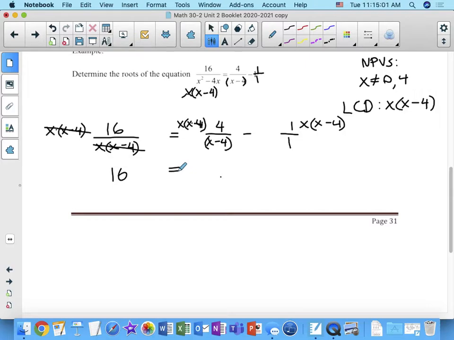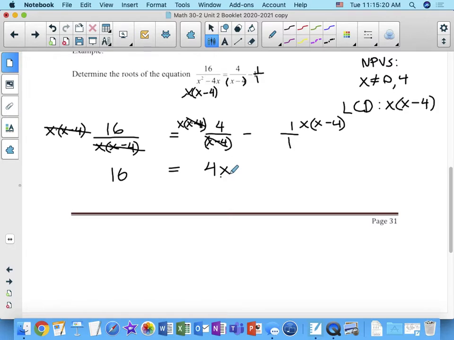What cancels? Yeah. The x minus 4s. Okay, so the x minus 4s cancel. And what's left over? 4x, yeah. So x times 4, or 4x.